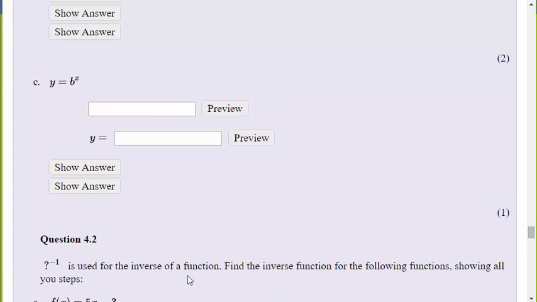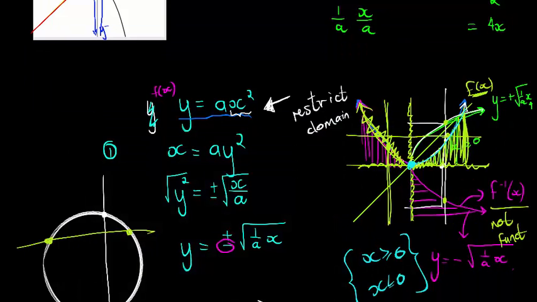Okay, let's look at that one before we get into the more complex questions. y is equal to b to the power of x. I swap x and y around. So what type of equation is that? What type of function is this? Thank you, exponential. How do I recognize an exponential function?